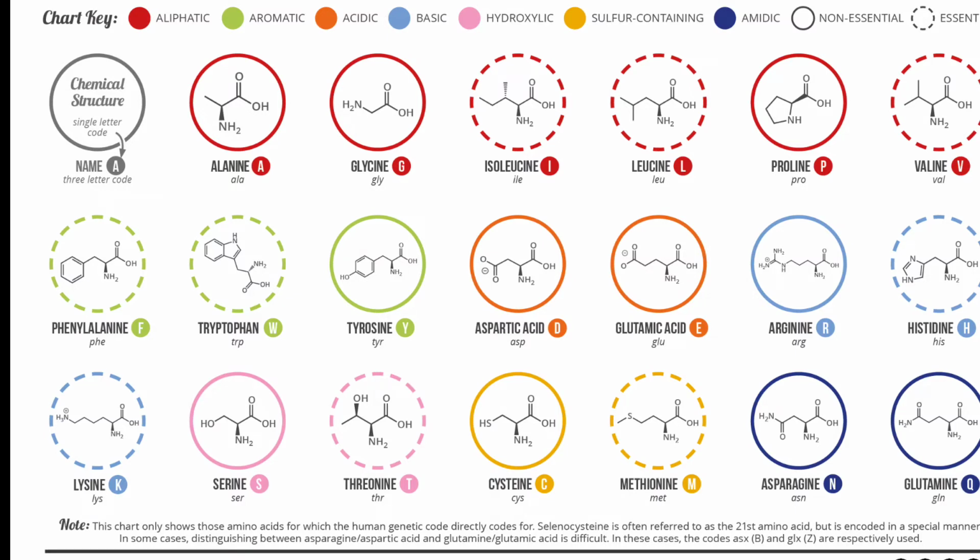Features of amino acids. Amino acids are basic units of proteins. Amino acids are colorless, crystalline solids. They're soluble in water and insoluble in organic solvent.